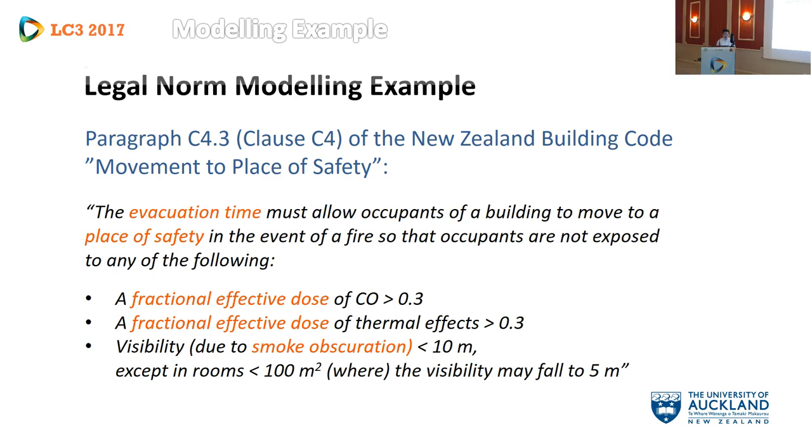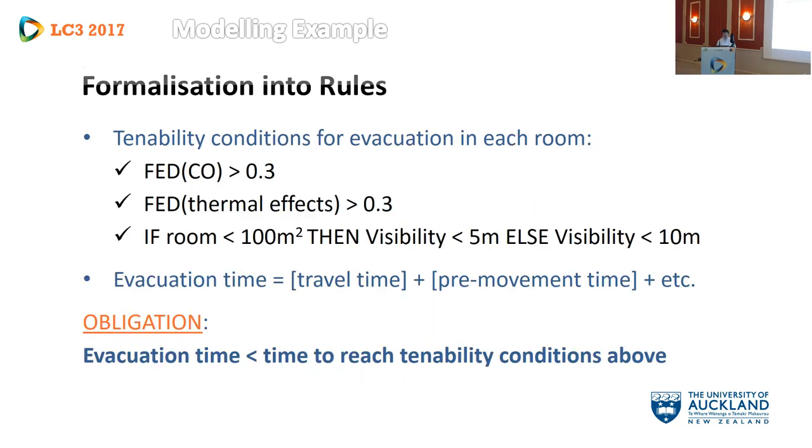For a quick example, we have evacuation time. This is from the building code. Evacuation time must allow occupants of a building to move to a place of safety in the event of a fire so that occupants are not exposed to any of the following: fractional effective dose of carbon monoxide of 0.3 or greater, and the rest. This can be formalized as follows. Tenability conditions for an evacuation in each room, FED CO greater than 0.3 and the rest. Then we have evacuation time, which is the actual travel time plus various pre-movement or queuing time in between. And this is an obligation that evacuation time must be less than the time to reach tenability conditions.